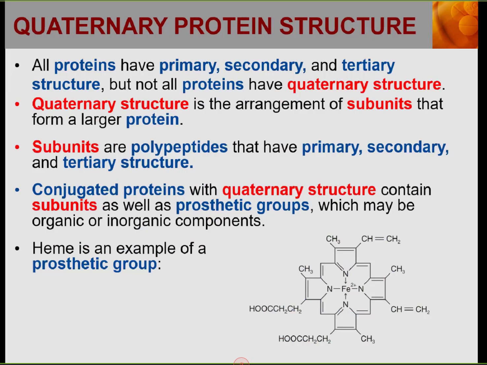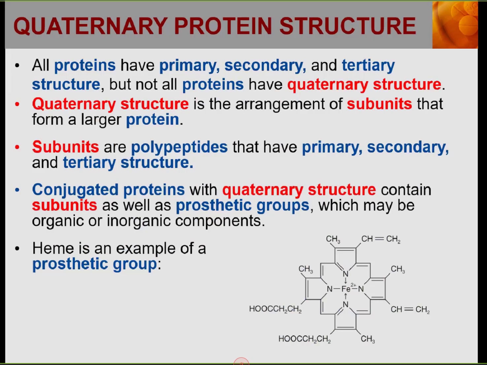So all proteins have primary, secondary, tertiary structures. Some have even quaternary structure. And the quaternary structure is the arrangement of the primary, secondary, and tertiary structures. That particular arrangement would be the quaternary structure of the protein.